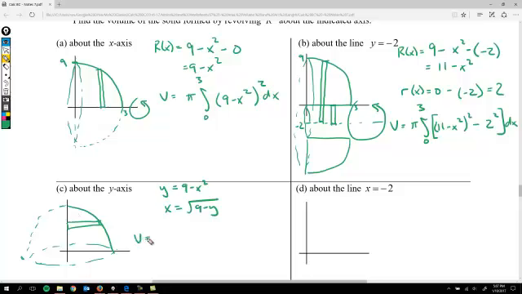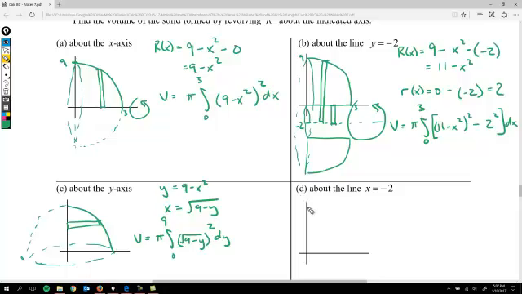So I'm just going to jump straight to my volume here. So this time I'm using my y values, so I'm going from 0 to 9 of my function, the square root of 9 minus y, squaring this with respect to y.